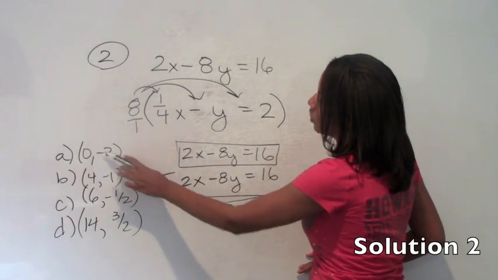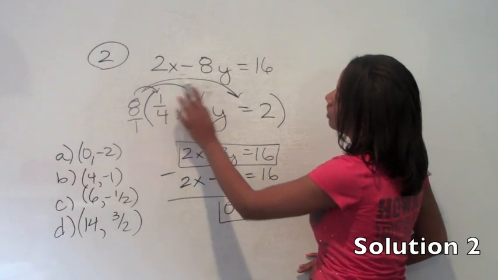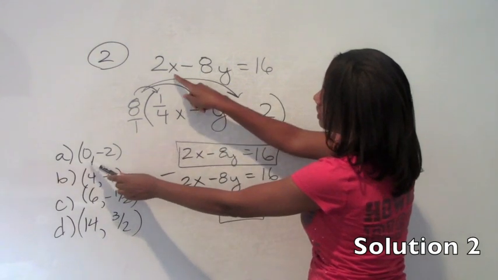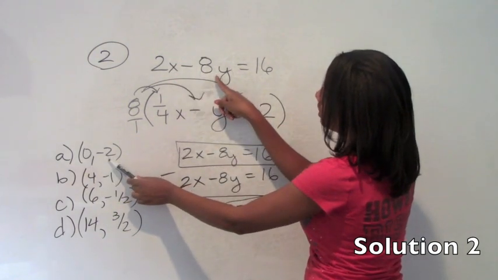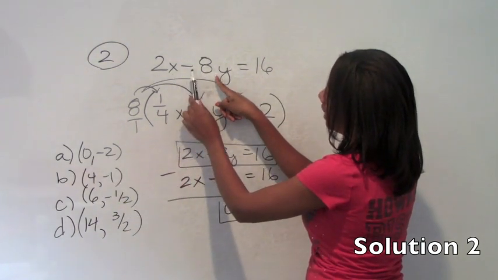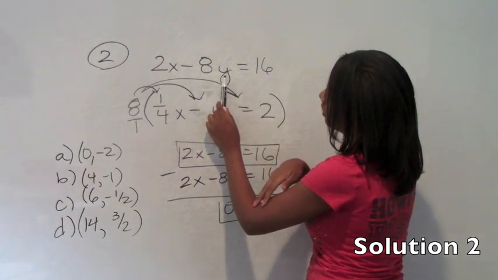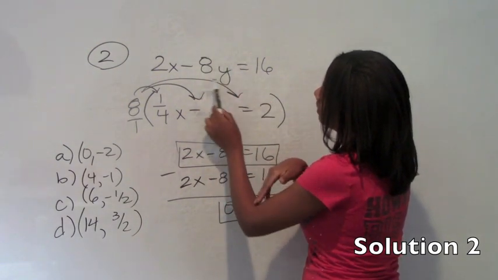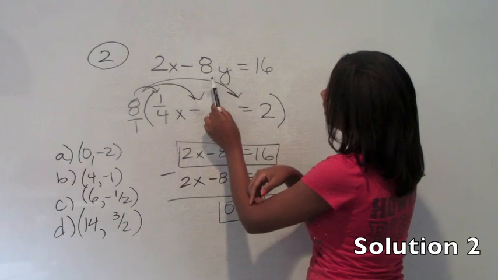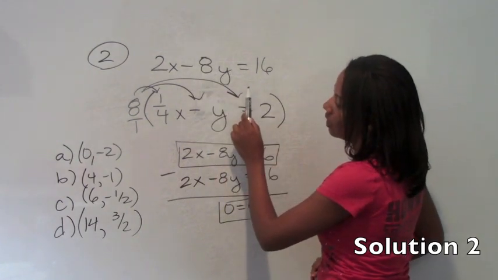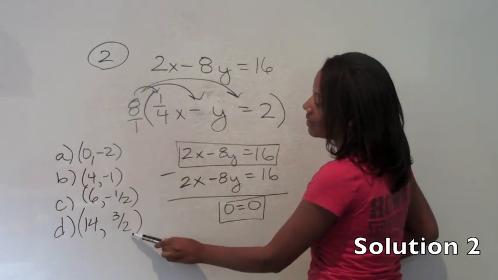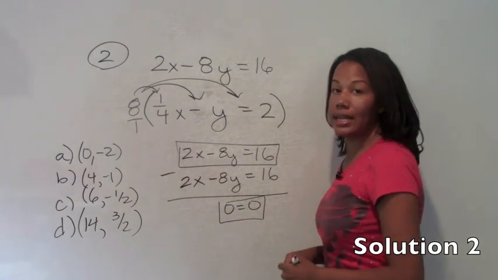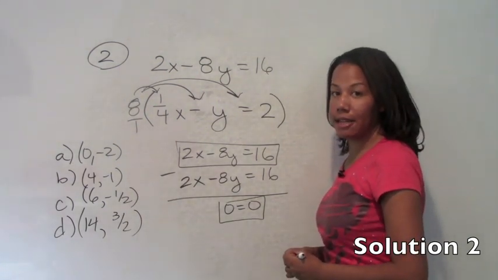If you plug in this first ordered pair here, so for example, I plug in 0 here and -2 here, I get 0 minus 8 times -2. Well, 8 times -2 is -16. Minus -16 is +16. And it's going to work like that for all of these, and therefore the answer is A, B, C, and D.